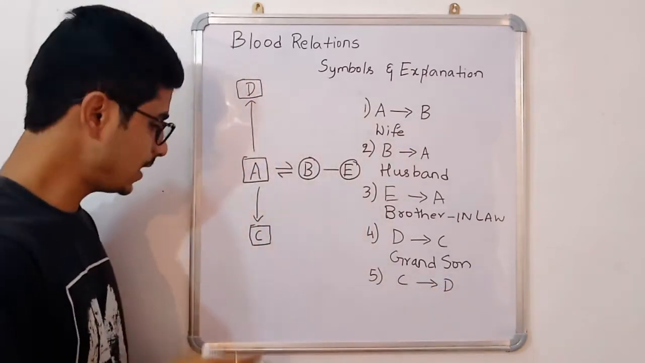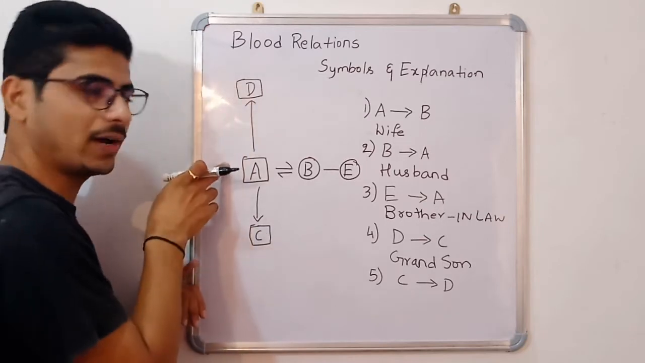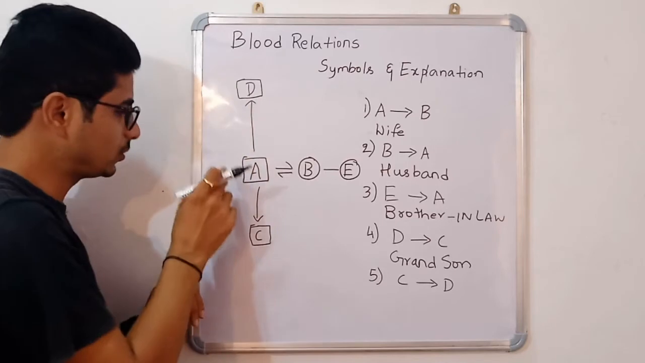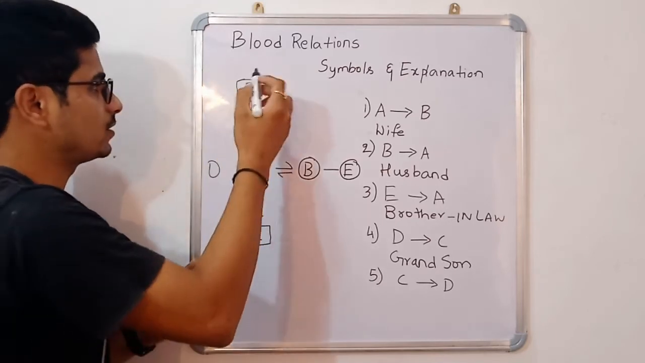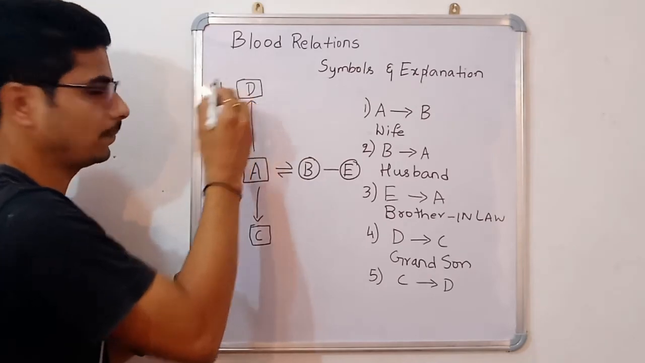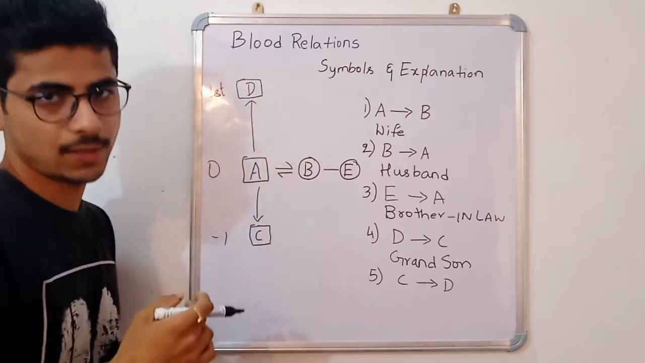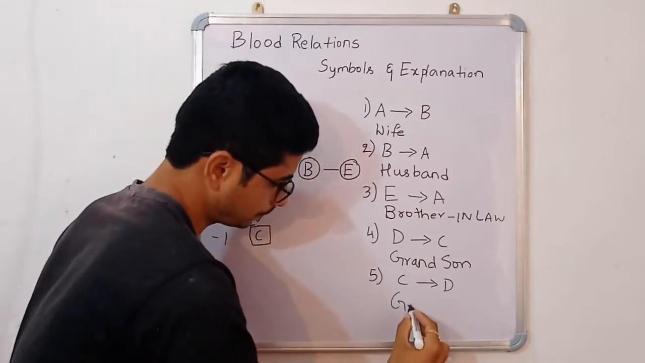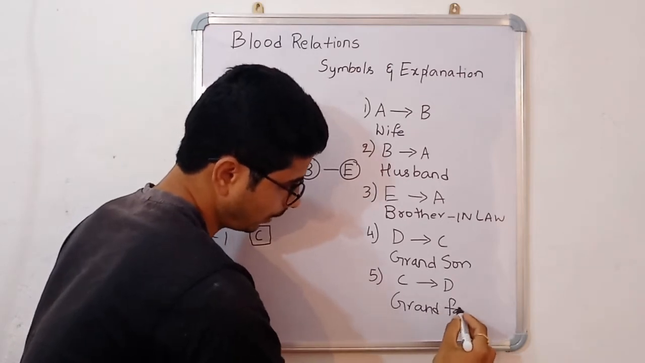We need to see from C to D, right? So this C has a father who is A, and this A has a father who is D, right? So this A is 0 generation, this C is -1 generation, this D is first generation, right? So this C needs to call his father's father a grandfather, right? So the answer will be grandfather.